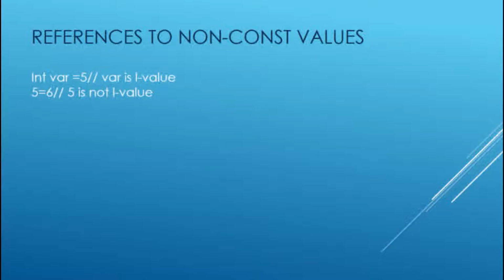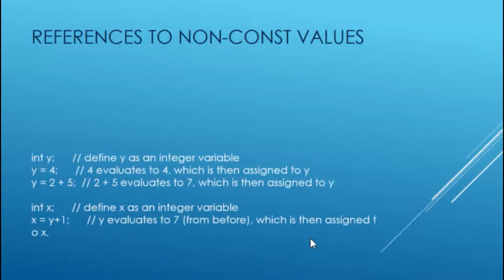The opposite of L values are R values, and an R value is an expression that is not an L value. Examples of R values are literals such as 5 and non L value expressions such as 2 plus x or 2 plus 3. Here is an example of R values. 4 is a literal, i plus 1, these are R values on the right hand side.